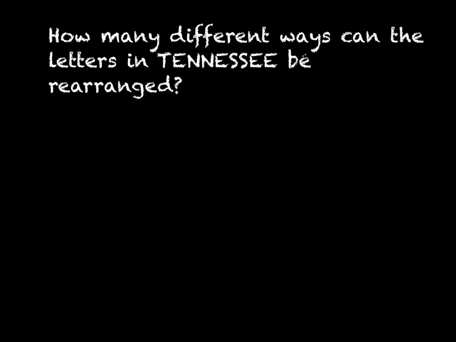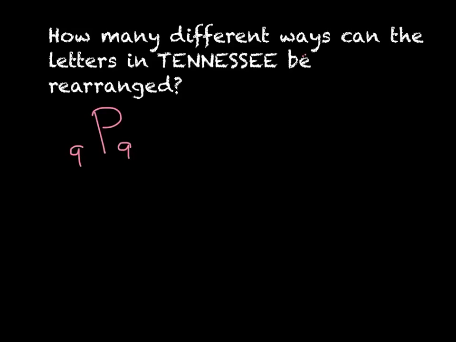How many different ways can the letters in Tennessee be rearranged? This is an example of permutation with repetition. We have a permutation because the order in which the letters appear matters. In Tennessee, there are 9 letters. We're choosing all 9 of them to rearrange.